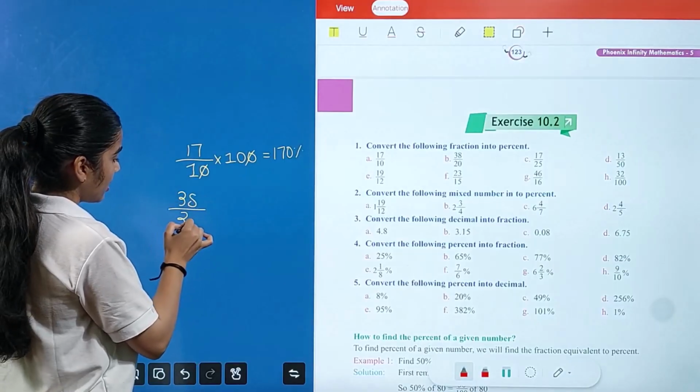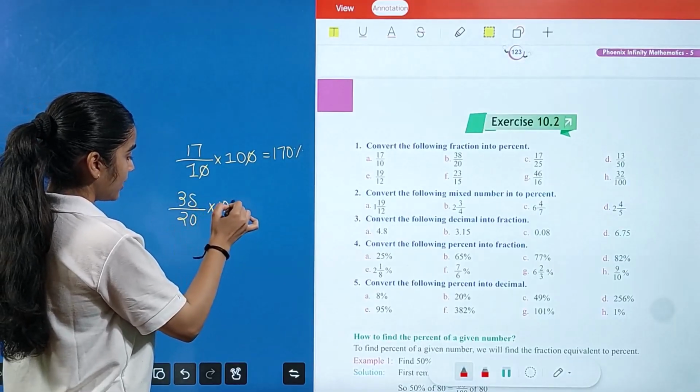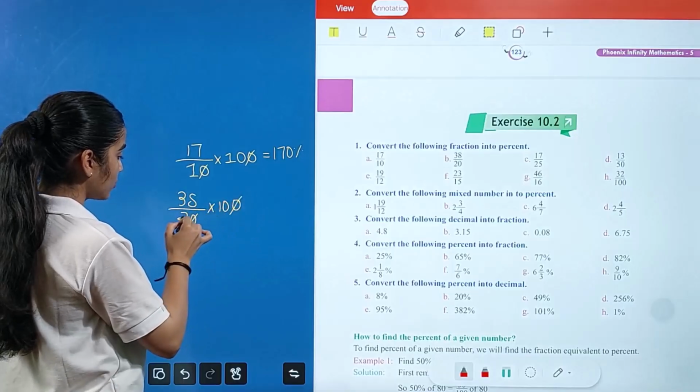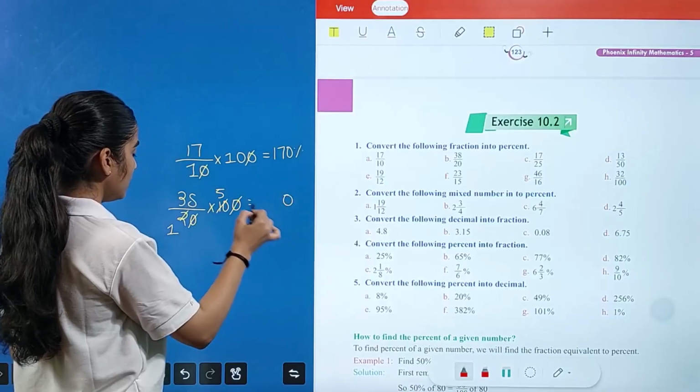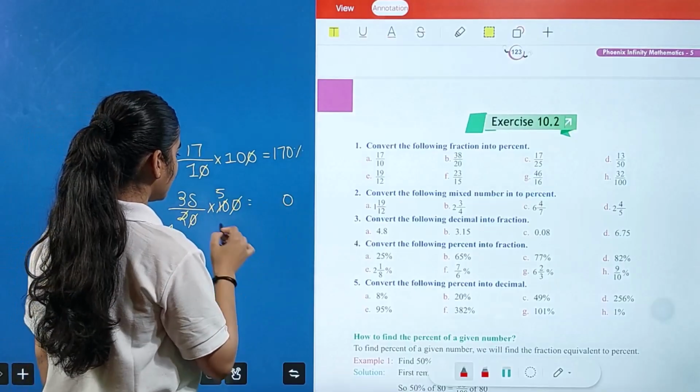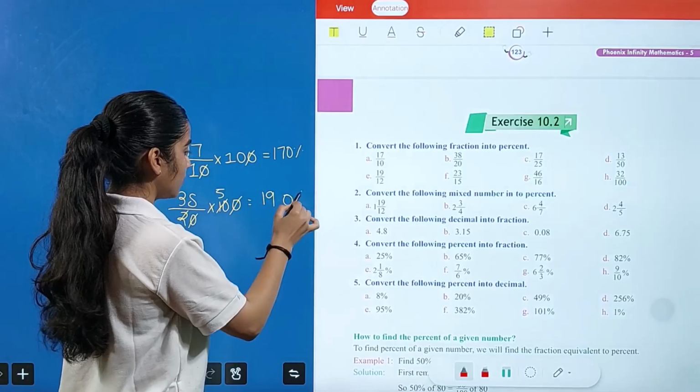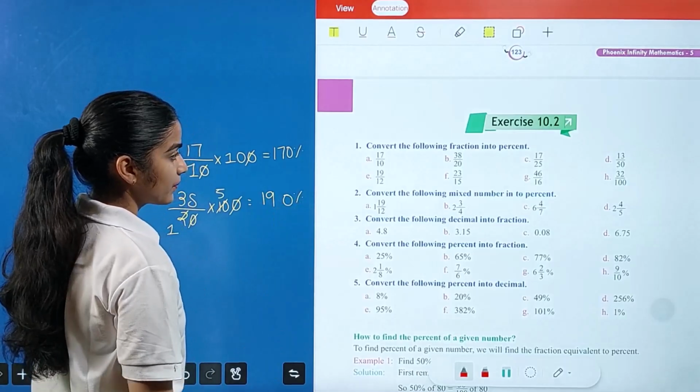Next we have 38 upon 20 multiplied by 100. So 0 is cancelled out with 0. 2 ones are 2. 2 5s are 10. 5 8s are 40. 5 3s are 15. 15 plus 4, 19. 190%.